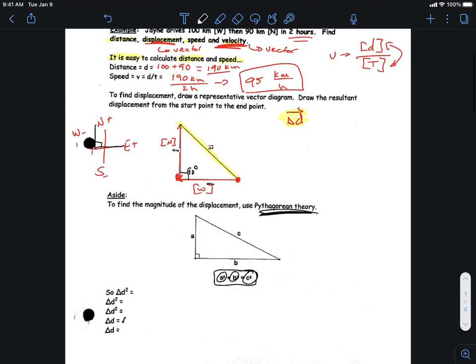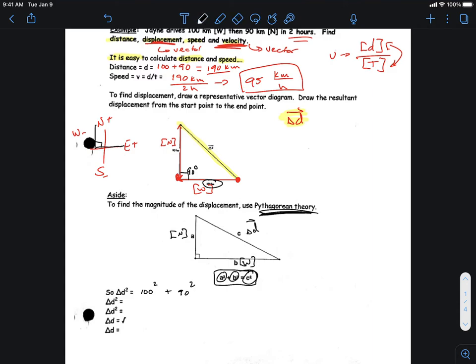Well, if I was to do this, this is going to be delta D, and this is the motion in the west direction, and this is the motion in the north direction, right? And so what we need to do is add 100 squared plus 90 squared. Okay, does anybody have any questions? This is just math with a physics context, right? Just trying to figure out the displacement or delta D. Okay, the vector.